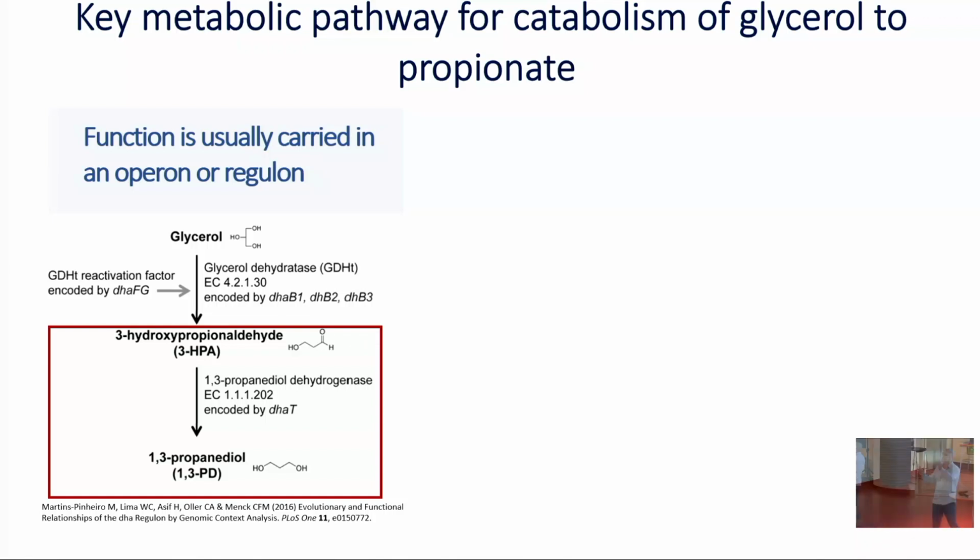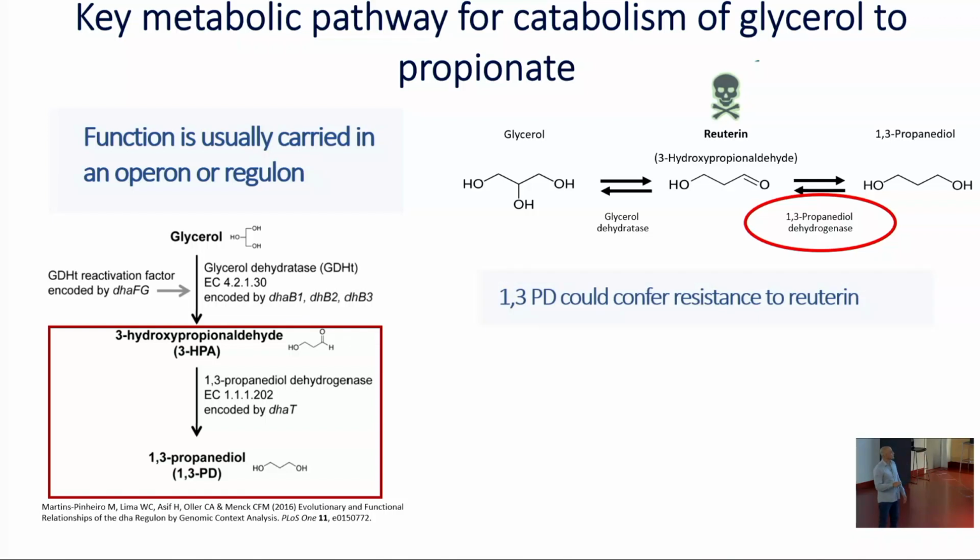So we didn't understand the context of this gene and its importance to the environment until we actually read in Wikipedia that this compound, 3-hydroxypropanaldehyde, is a toxic, antimicrobial compound. And this, of course, raised the hypothesis that this gene might be detoxifying this compound. More importantly, this compound is called reuterin.